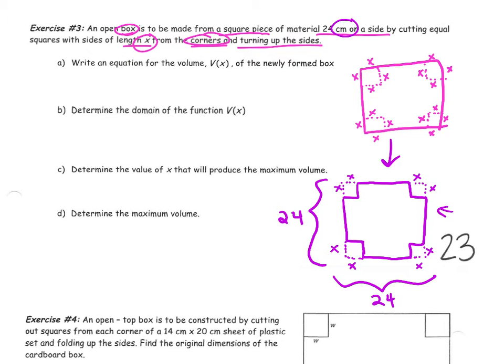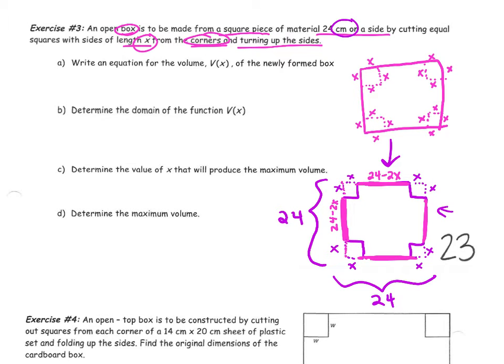So if we cut out x here, and we cut out x here, I know this length is going to be the difference of 24 and these two x's. So this length here is going to be 24 minus 2x. And that's going to be the case for all of these new lengths here. That's going to be 24 minus 2x all the way around. Okay, I'm just not going to write it for all of them.